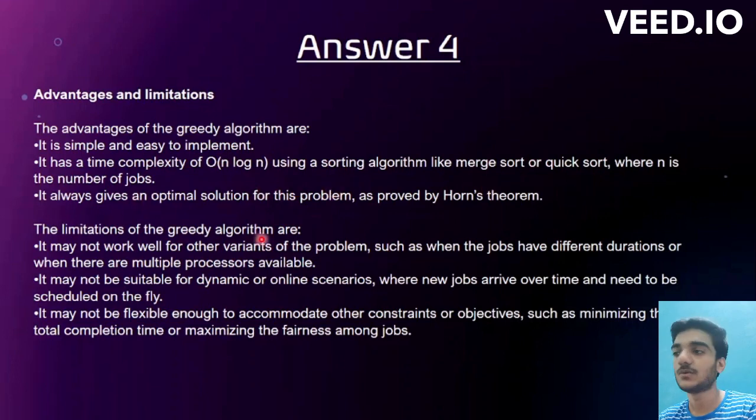The limitations of the greedy algorithm are: it may not work well for other variants of the problem, such as when the jobs have different durations or when there are multiple processors available. It may not be suitable for dynamic or online scenarios where new jobs arrive over time and need to be scheduled on the fly. It may not be flexible enough to accommodate other constraints or objectives, such as minimizing the total completion time or maximizing the fairness among jobs.